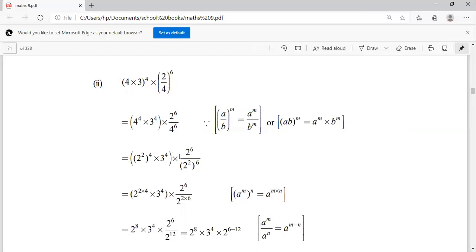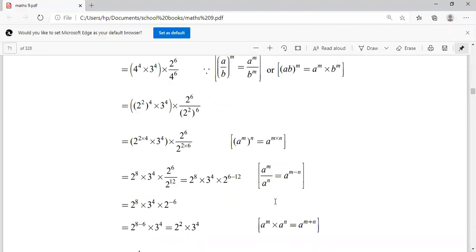multiplied by 2 to the power 6 upon, again here you have to break down the 4, split 4 as 2 square, and you have to write here (2 square) whole to the power 6. Now you can see using this formula which is written here at the right hand side, (a to the power m) to the power n is equal to a to the power m into n. So using this formula you will multiply 2 and 4 here, and you will get 2 to the power 2 into 4 multiplied by 3 to the power 4, then multiplied by 2 to the power 6 upon 2 to the power 2 into 6. Using this formula only.